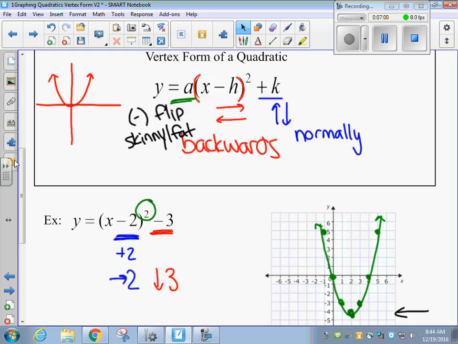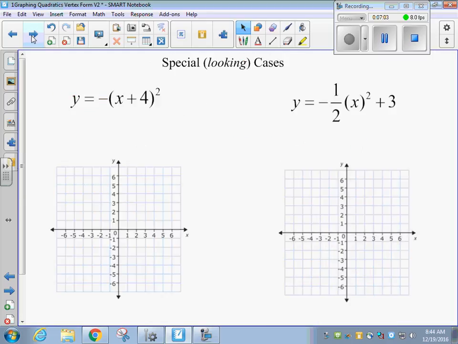All right. So we've got two examples here that look a little bit odd, but they're actually just the same. Okay, so let's look at this first one. We see that we have a plus 4 inside, so we think of it as a negative 4. So we're going to shift to the left 4. We don't have anything outside, so we're not actually going to move up or down at all. So my vertex just sits right here. Then we continue as normal. We're going to go out 1. 1 squared is 1. 1 times a negative is negative 1, so I'm going to go out 1, down 1.